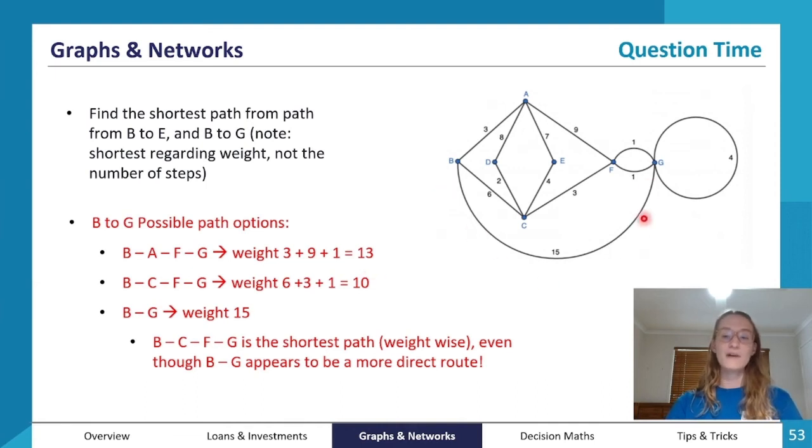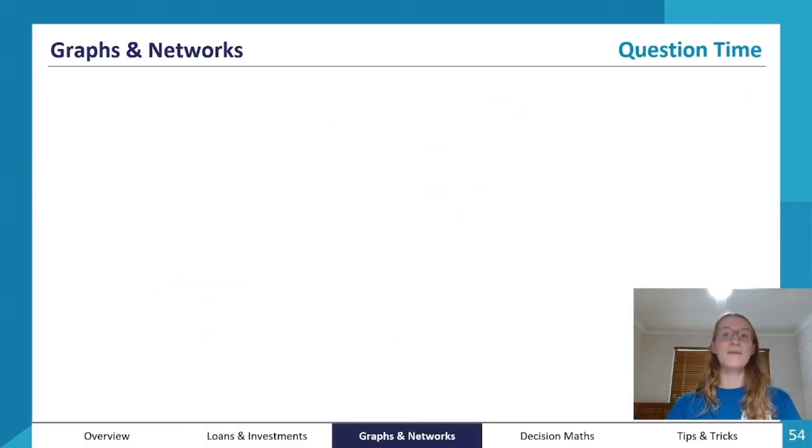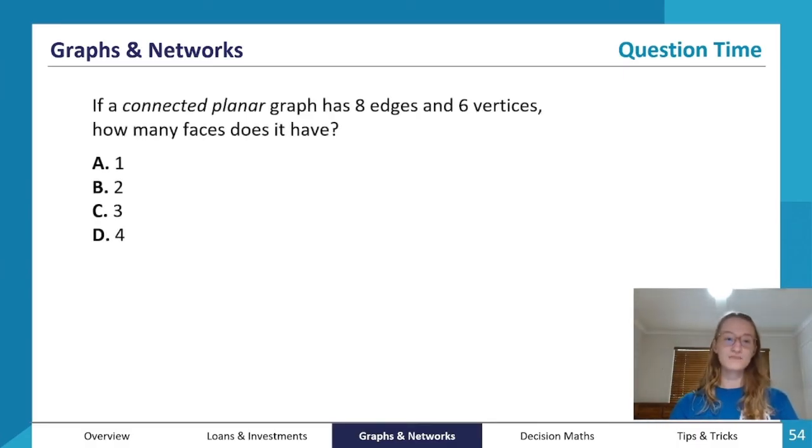via this edge here would be quicker because it's simply one edge. But when we're talking about the lowest weight, that's actually not accurate. So that's interesting to keep in mind as well when we're talking about the shortest path. We're not talking about the shortest number of steps or the shortest amount of edges. We're actually talking about the lowest weight.